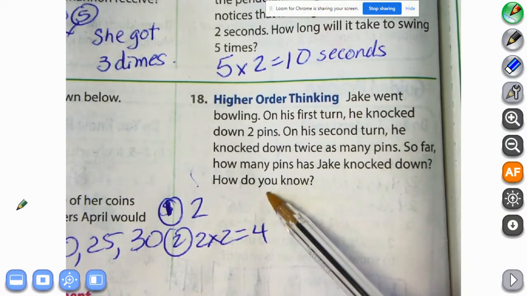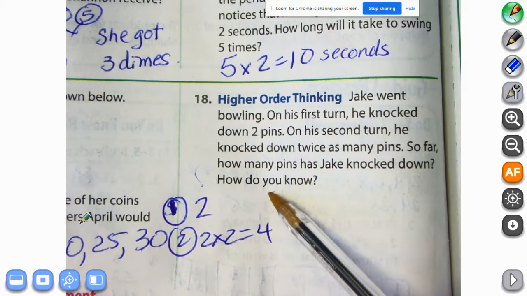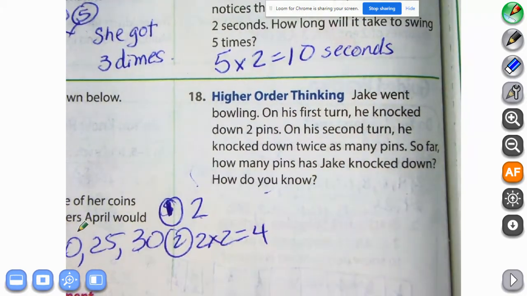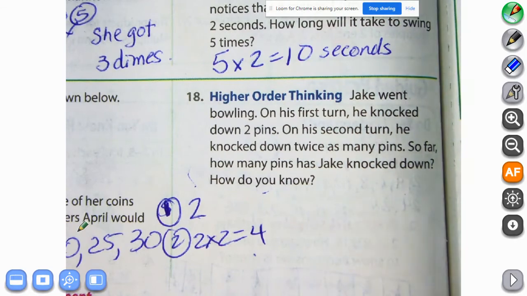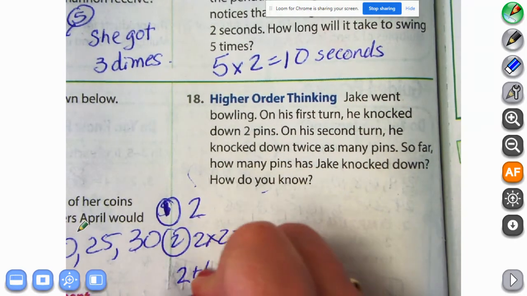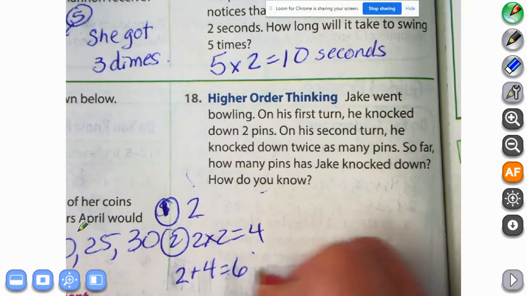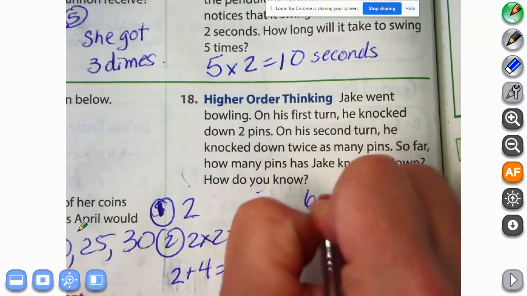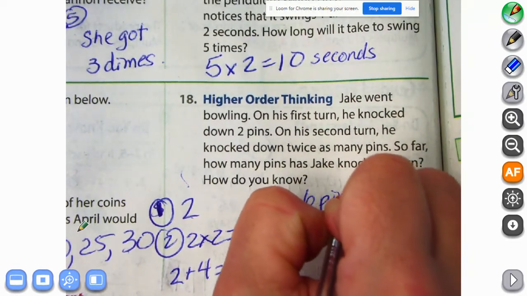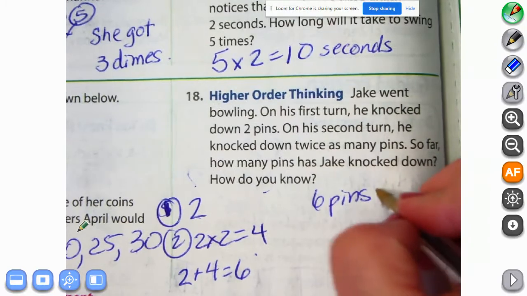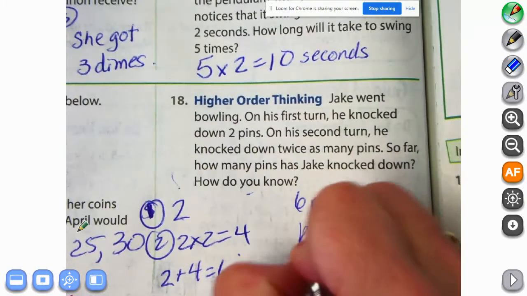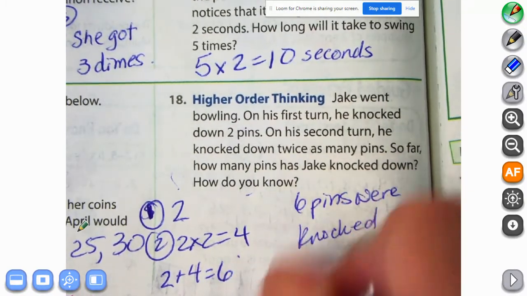So far, how many pins has Jake knocked down? How do you know? Okay, so he knocked down 2 on the first try, 4 on the second try. So that's 2 plus 4 equals 6. Okay, so 6 pins were knocked down.